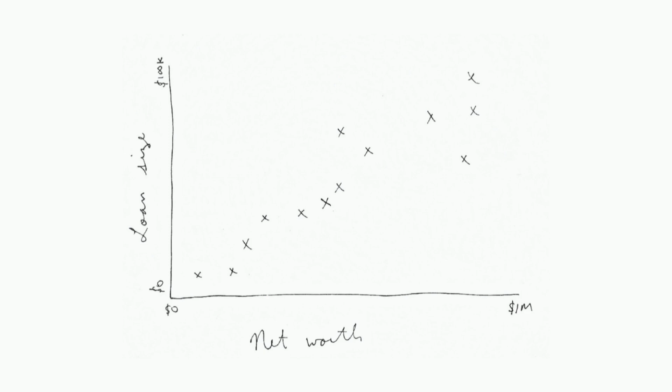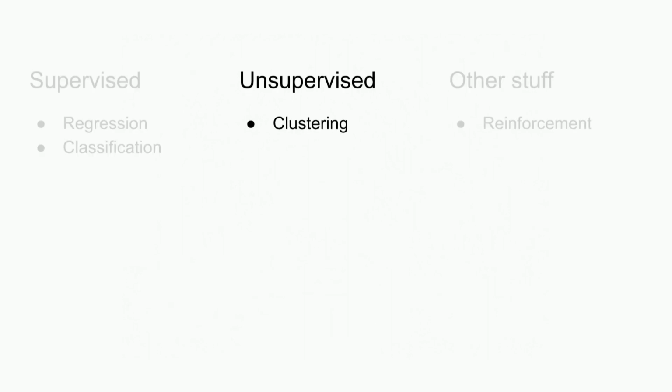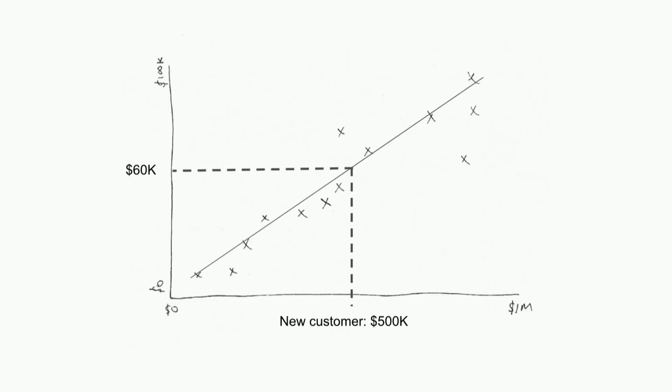And then, again, all this is just fancy line drawing. And so we draw this line, and that's what we call fitting the model. And then we'll want to predict for a new customer that walks into our bank, and they'll say, I have $500,000. How much of a loan are you willing to give me? And you just jog up to the line, and then jog over to the y-axis and say, we're going to give them $60,000. So it's pretty simple stuff with supervised learning.